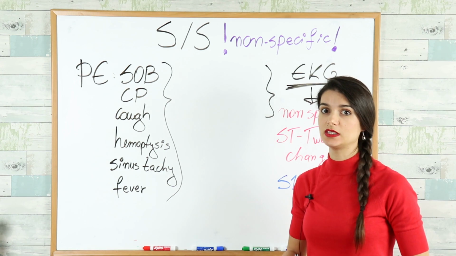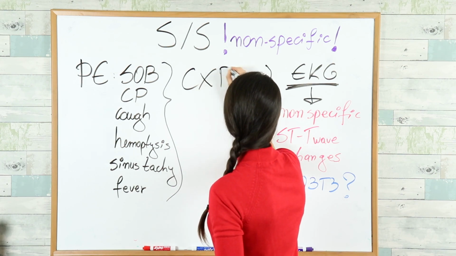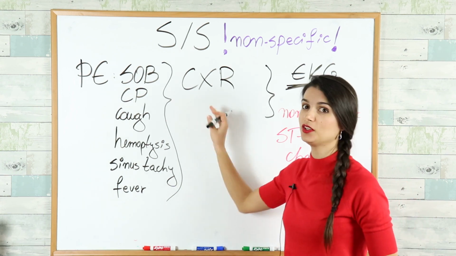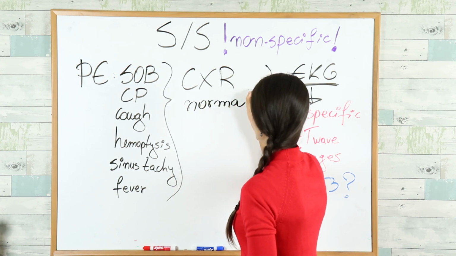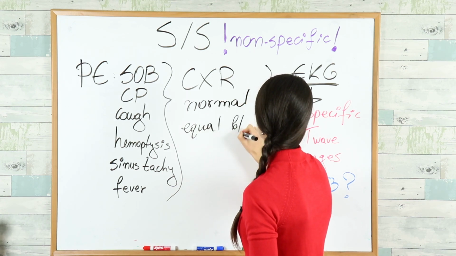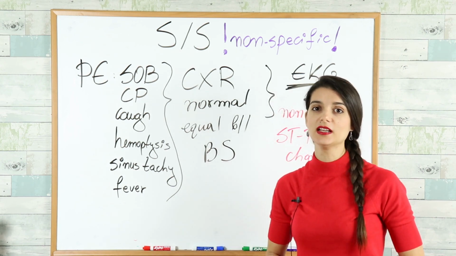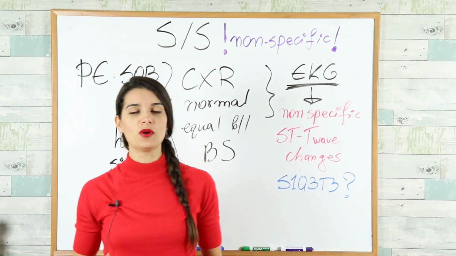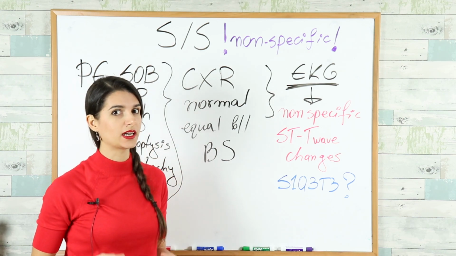Now, when a patient presents with these symptoms, what is your next step? Chest X-ray, right? And on chest X-ray, what do you expect to see? Well, this is the tricky part: on chest X-ray you will see absolutely nothing. The chest X-ray will be normal and the patient will have equal bilateral breath sounds. Alright, so you cannot diagnose the patient like this, right? So what are you going to do next? Yes, you're right, you're going to do an EKG. Why? Because you're looking for a right heart strain. Now, why are you looking for a right heart strain?